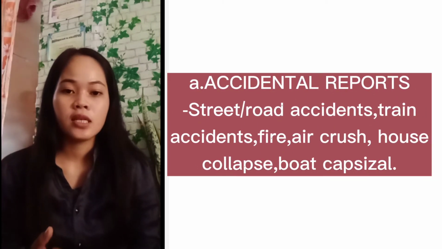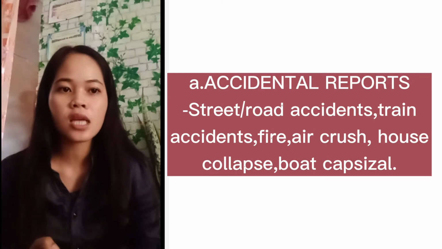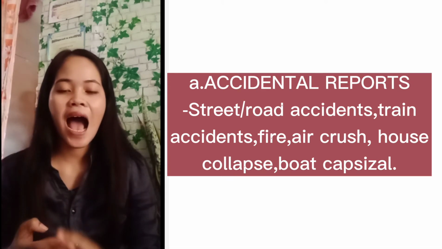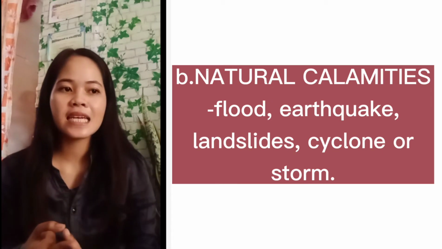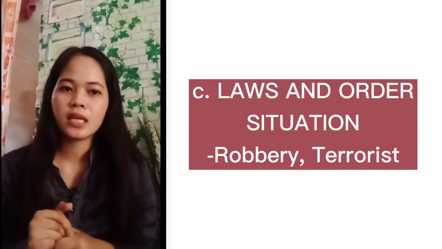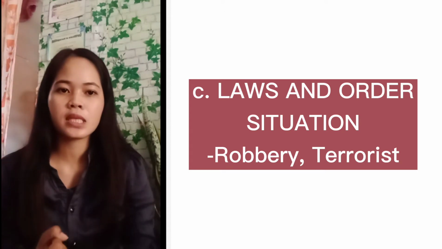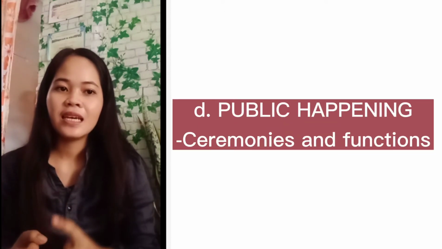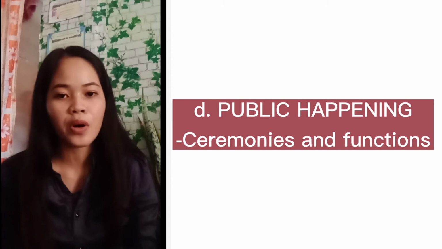accident reports. In accident reports: street and road accidents, train accidents, fire, air crash, house collapse, boat capsizal. Second example, natural calamities: flood, earthquake, landslide, cyclone, or storm. Next example, disturbances and law and order situations, such as robbery and terrorism. And public happenings such as ceremonies or functions. Those are the examples of report writing.